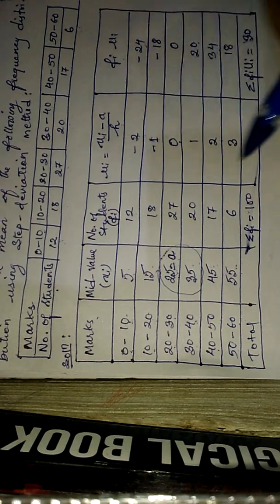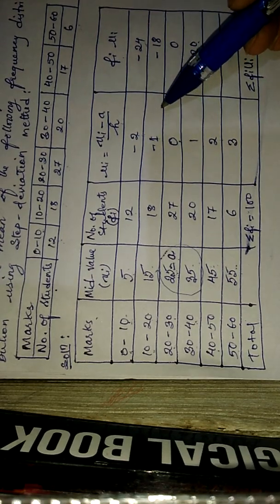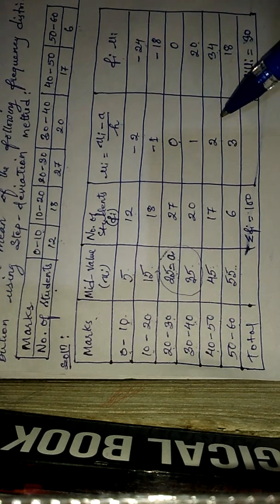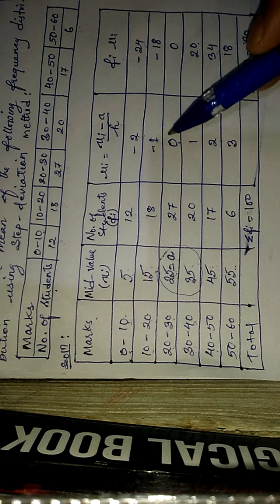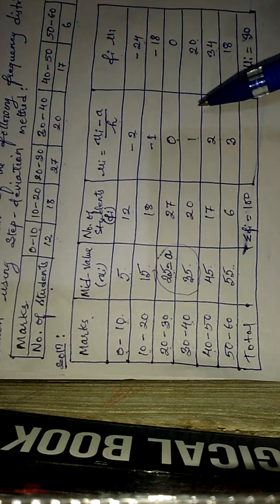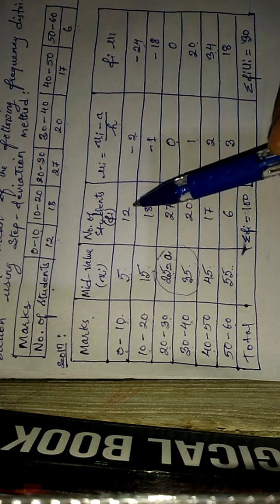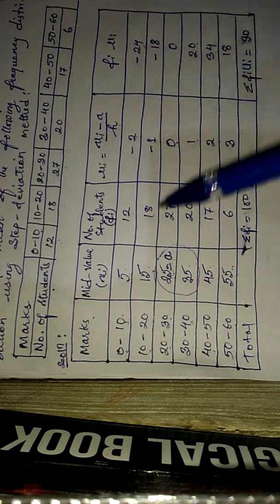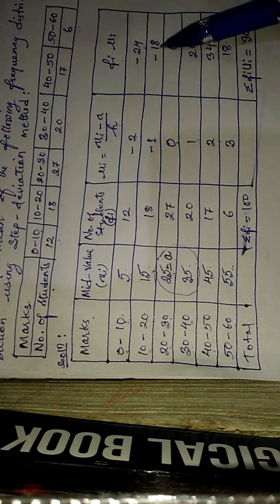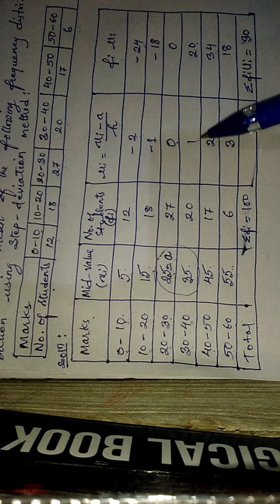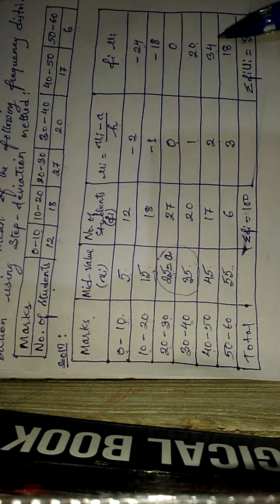Okay, now multiply frequency and Ui. 12 into minus 2, minus 24. 18 into minus 1, minus 18. 27 into 0, 0. 20 into 1, 20. 17 into 2, 34. 6 into 3, 18. Okay, now add all these frequency values. We add them, then we get 100. Sum of frequencies.